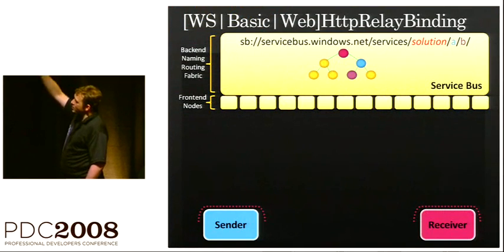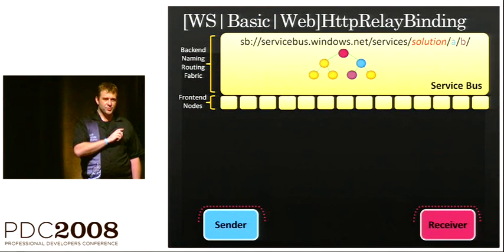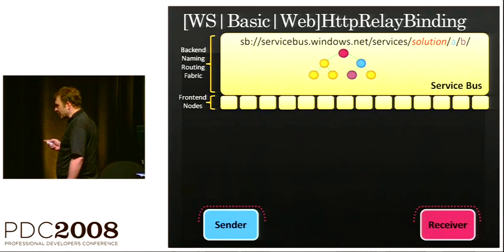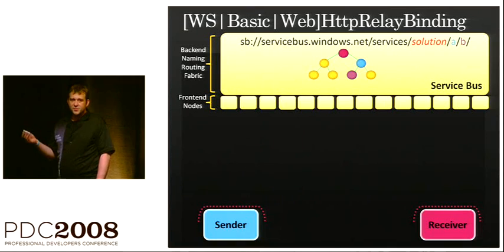WS Basic Web HTTP relay binding. That is what you saw Don and Chris use. Don and Chris wrote this little service. What did they call it? The process monitor or something like this. And then Notepad through the service bus.